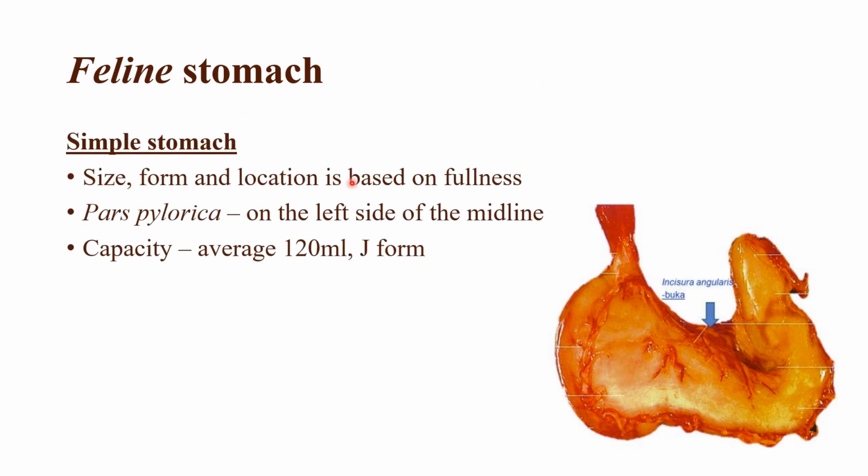Again, the size, the form, and the location varies based on its fullness. The pyloric part is on the left side of the midline, and the capacity on average is about 100 milliliters for a 4 or 5 kilogram cat, and the stomach itself is a J form. I also wanted to show you a couple of pictures, so let's go to the next slide.